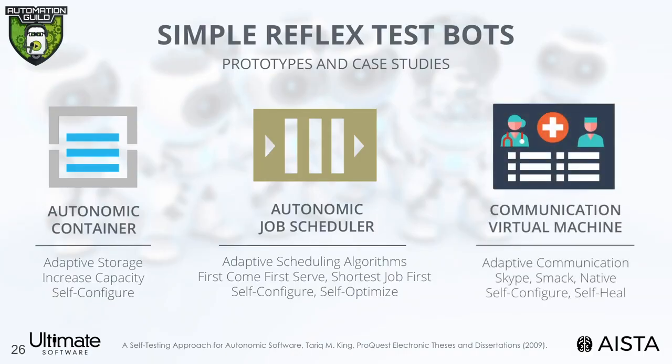And then last but not least, it was really a huge effort to start to apply this to something real. And so I did that in the context of something called a communication virtual machine, which was a collaboration between FIU and Miami Children's Hospital, where we're looking at communication between doctors, EMTs, and people in the operating room to achieve something. And what we would do is adaptive communication, right? And so if we introduced a new person into the call, we might be using different frameworks like Skype or Smack or a native framework that can self-configure and do self-healing if something goes down.